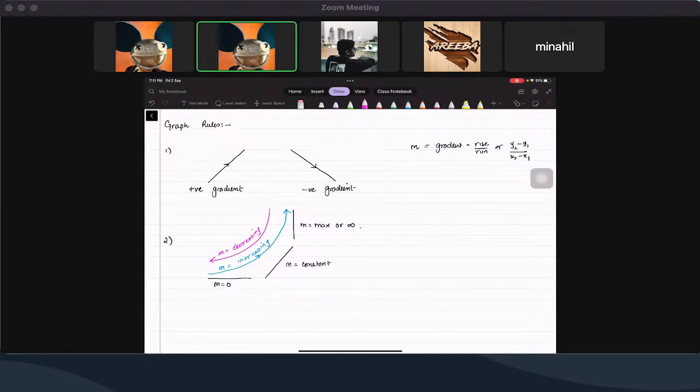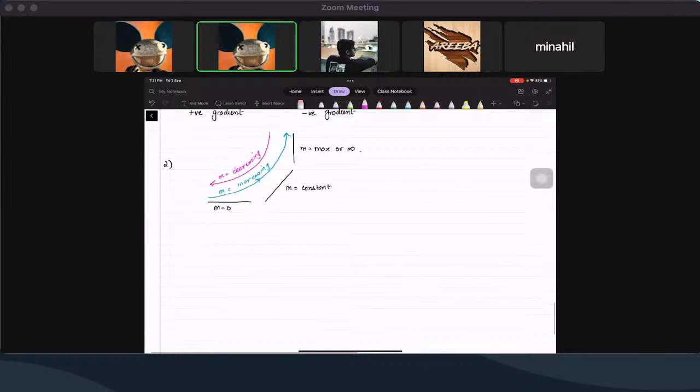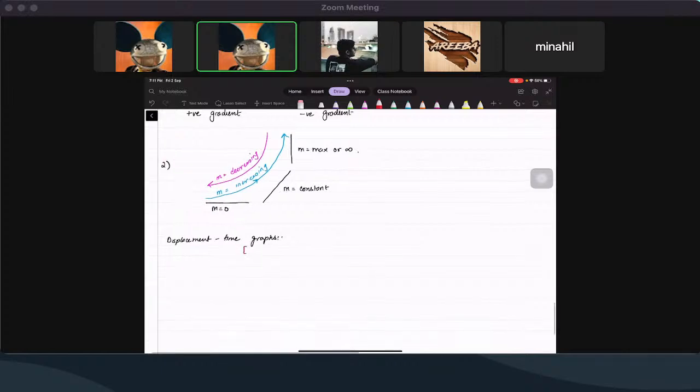All right. Now, the first type of graphs that we're going to do are the displacement time graphs. In displacement time graphs, I just want to tell you that their gradient is represented by velocity. Okay?